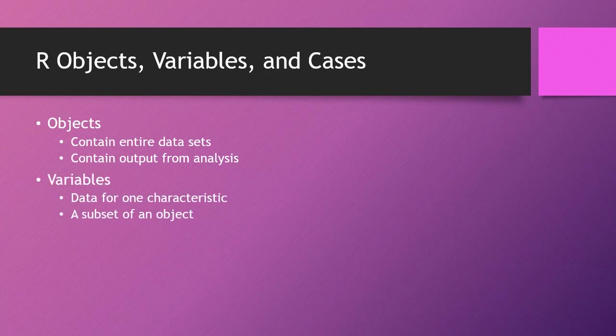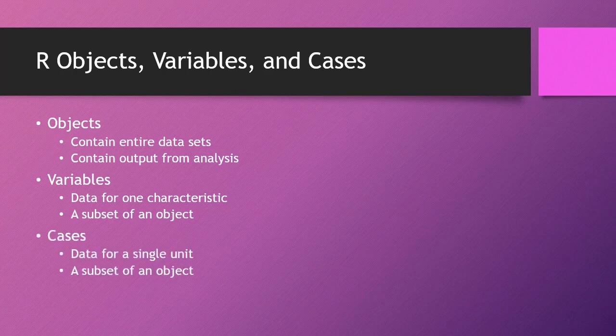The second data structure is a variable. A variable is just a characteristic of things or individuals that can vary. In a spreadsheet, we typically see variables in the columns. Thus, the data for a variable is a subset of the data for an object. An object must contain at least one variable, but will typically contain more than one variable.